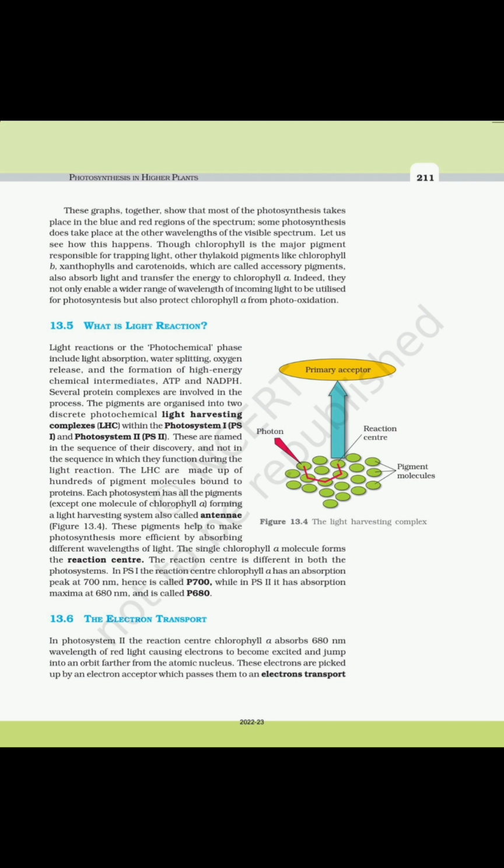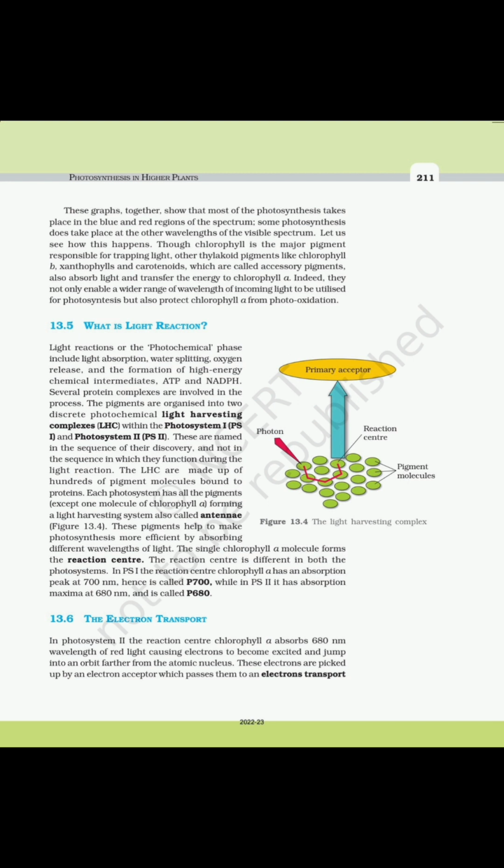The pigments are organized into 2 discrete photochemical light harvesting complexes, LHC, within the photosystem I, PSI, and photosystem II, PSII. These are named in the sequence of their discovery, and not in the sequence in which they function during the light reaction. The LHC are made up of hundreds of pigment molecules bound to proteins. Each photosystem has all the pigments except one molecule of chlorophyll A, forming a light harvesting system also called antennae, Figure 13.4. These pigments help to make photosynthesis more efficient by absorbing different wavelengths of light.